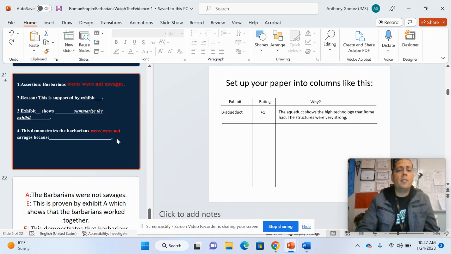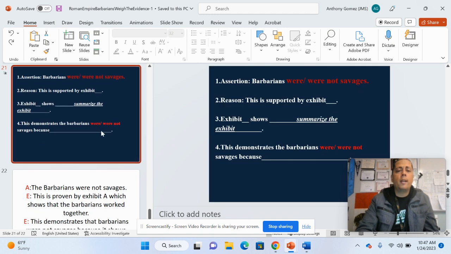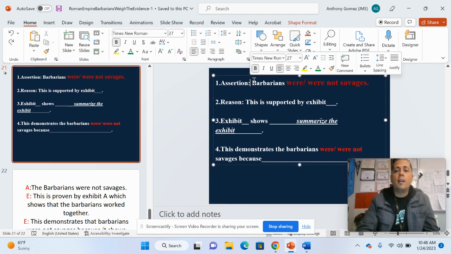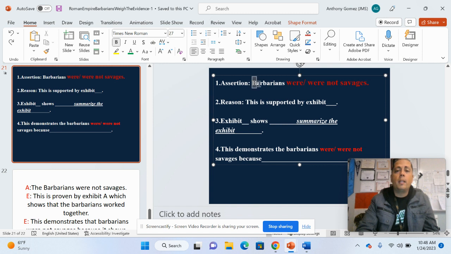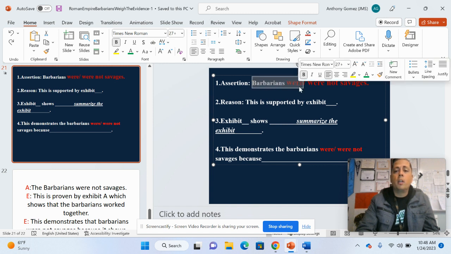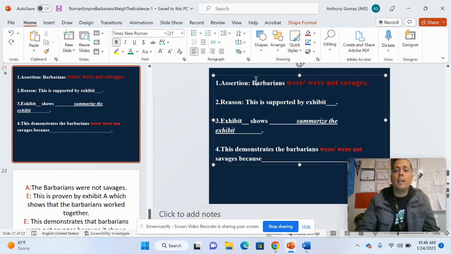Then at the very end, what they do is they add up all their numbers, right? All their positive and negative numbers and their zeros. And what they do is based on the numbers, right? So this is what's interesting about this lesson. It's based on the numbers, not on your opinion at the end, but based on the numbers. If you got a positive number, that would mean that the barbarians were savages. If you got a negative number, it would mean that the barbarians were not savages.